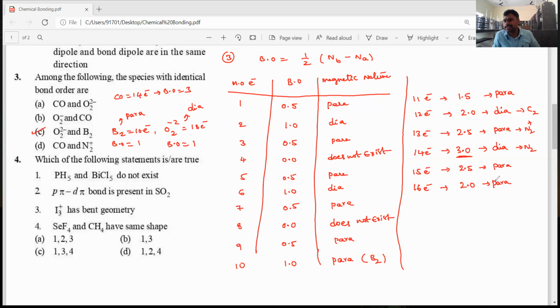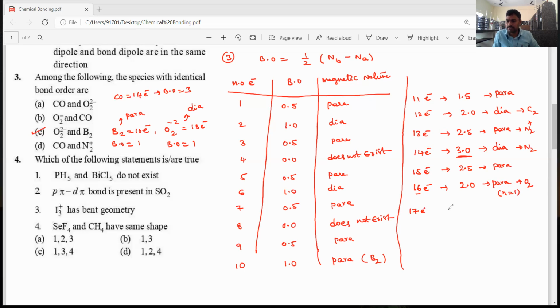in nature. How many single electrons are present? Means 2 unpaired electrons are present in the anti-bonding molecular orbitals. Then in 16 electrons, for example O2, the number of unpaired electrons n is equal to 2, dear students, you have to remember.